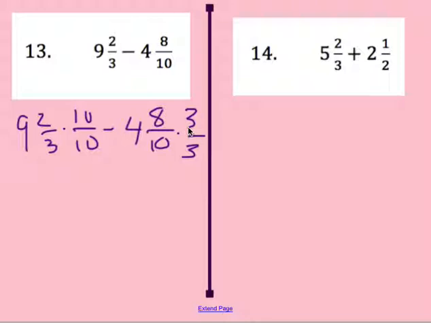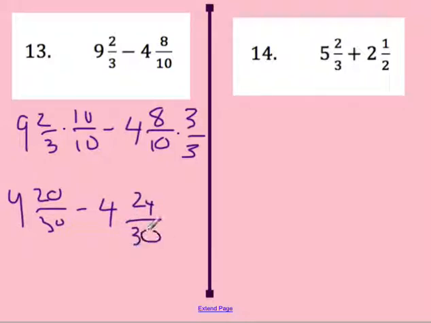So now we can go ahead and simplify our fractions. So we're going to have 2 times 10, which is 20 over 30. And then we have our 4. 8 times 3 is 24 over 30. So we're subtracting, and what I notice is that 20 is smaller than the 24. So we're subtracting off something we don't have. So we need to borrow from that 9.